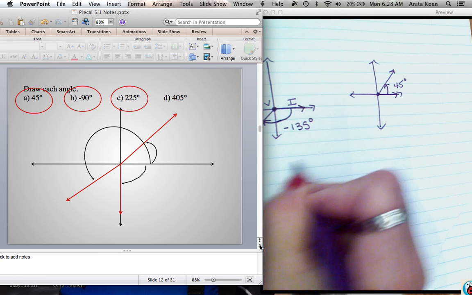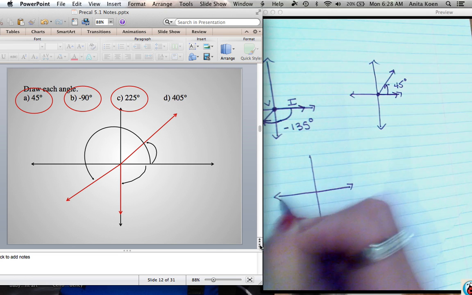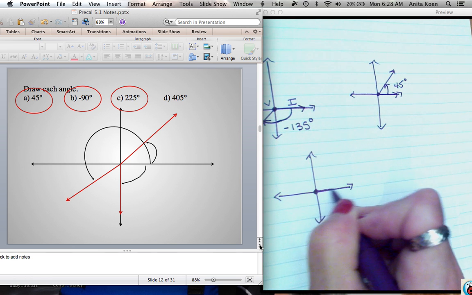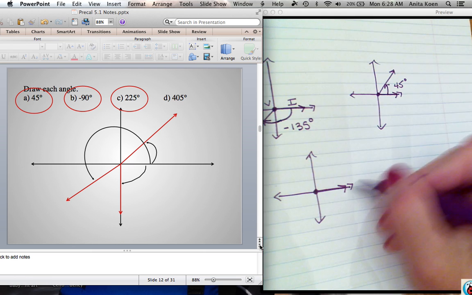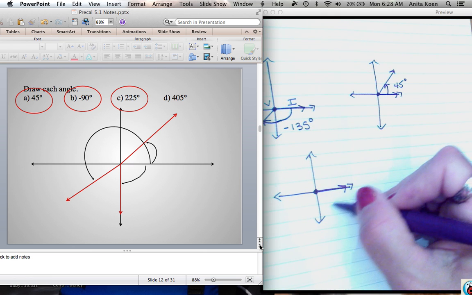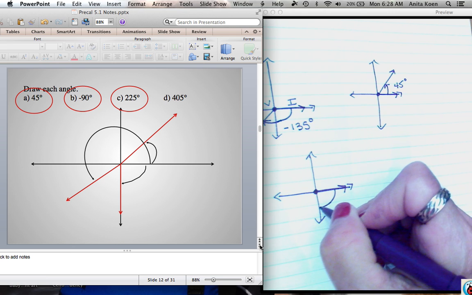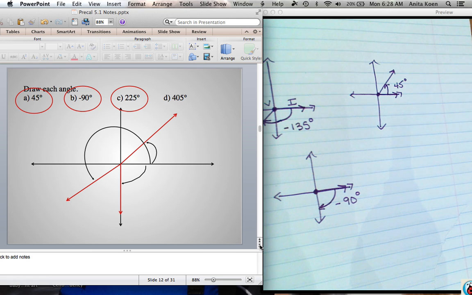Okay, a negative 90-degree angle. Vertex at the origin, initial side on the positive x-axis. This time, because it's negative, we're going to go in the clockwise direction, 90 degrees. So this is a negative 90-degree angle.